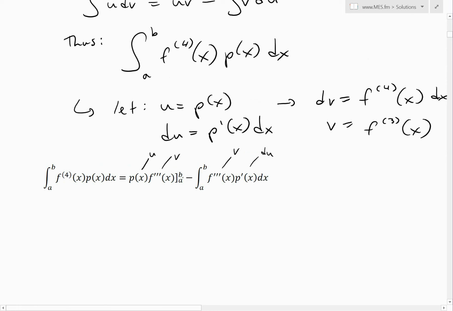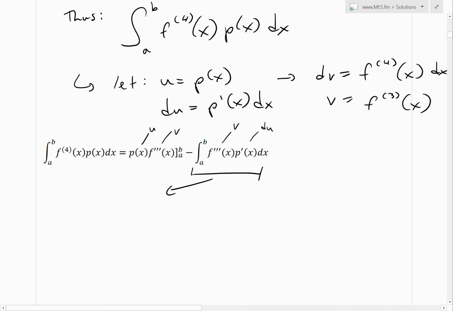So now this is from a to b, and this is the integral from a to b. And now what we do is integration by parts again. So we write that by parts again. And what we get now is exactly the same thing.